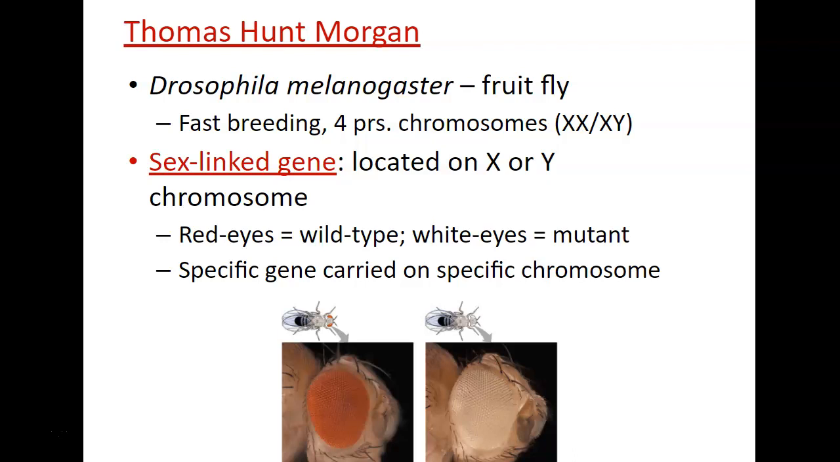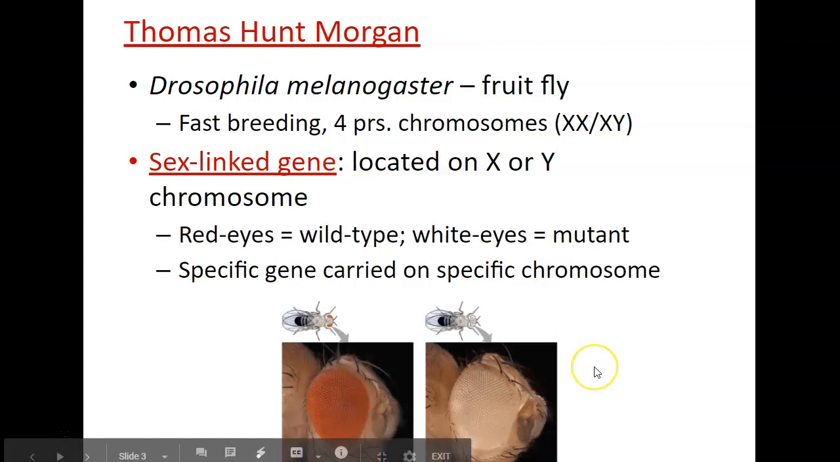But the idea is they only have 4 pairs of chromosomes, so it's easy to see, and they're really fast breeding. Drosophila melanogaster is their scientific name, and Drosophila is what they oftentimes get called. Some of their genes are sex-linked, which means they are located on an X chromosome or a Y chromosome. When we start to talk about humans, all of the sex-linked genes and traits that we usually talk about are on the X, because the X chromosome is much larger than the Y. Remember, the Y is really tiny and really only has a few handful of genes.